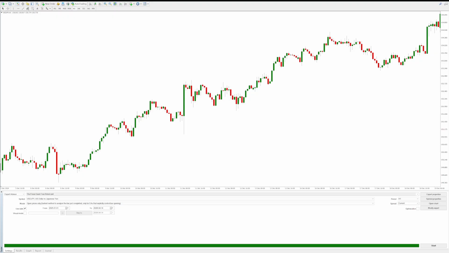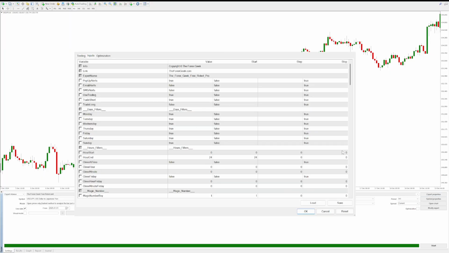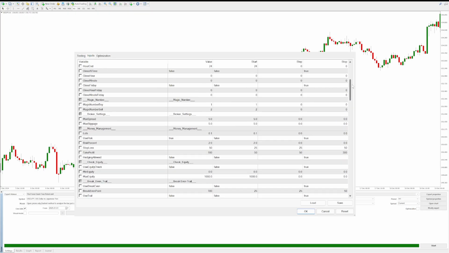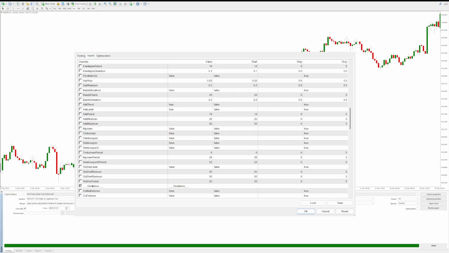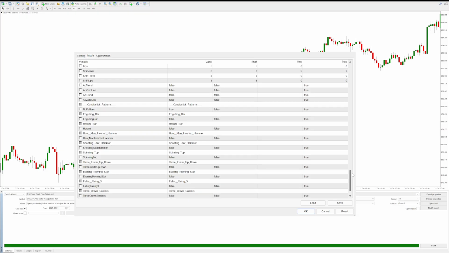For the purpose of this video I'm going to be using the MT4 platform, which is what you can see here. So I'm just going to quickly run through some of the settings to explain how it works, so you know the different ways in which you can implement it within your own trading strategy. In the EA we have everything from money management to entry and exit criteria.